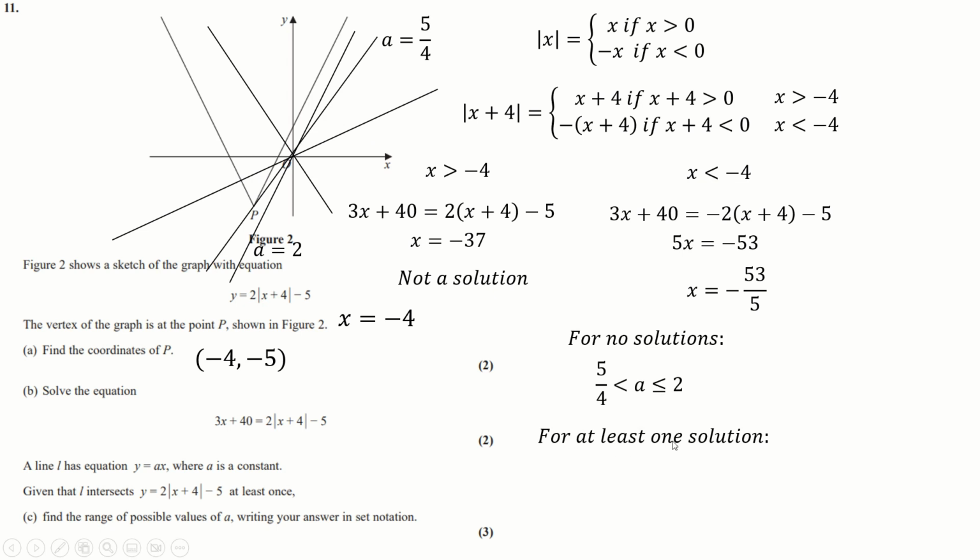So therefore, for at least one solution, we just want to avoid this case. So we want to be less than 5/4 or equal to, because that's a not strictly sign, or greater than 2. And in set notation, we just write it like this with the union symbol in between. And I think we're good to go.